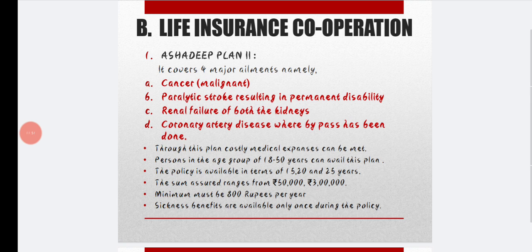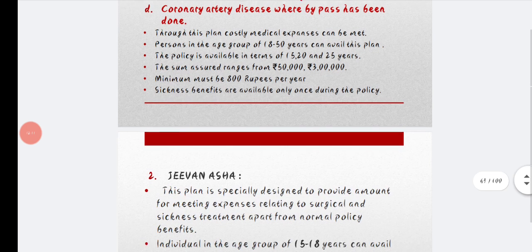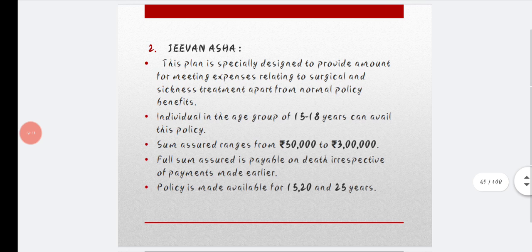Okay. And the premium is for the age group of 18 to 50 years, and the sum will be 50,000 to 3 lakh, and the minimum premium you pay should be 800 rupees per year. There is Jivan Asha, that covers 15 to 18 years, and the policy is made for 15, 20 and 25 years, and the sum will be 50,000 to 3 lakh.